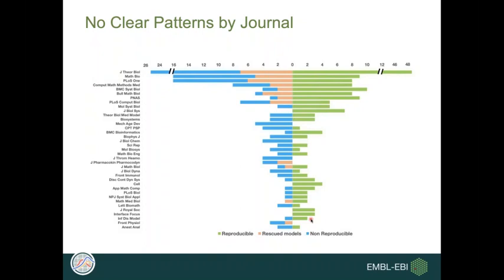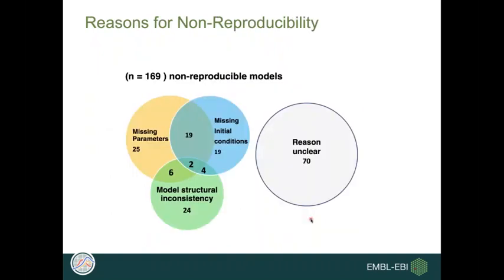All right. Moving on. There are these models which are not reproducible at all, no matter what we do. So what are the reasons for their failure? When we look at that, we saw that the major reasons were three. Number one, missing parameter values in the mathematical models, and missing initial conditions, the initial concentration of the model entities, and model structure inconsistency was the third issue.